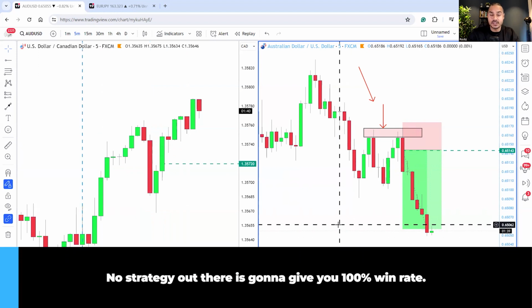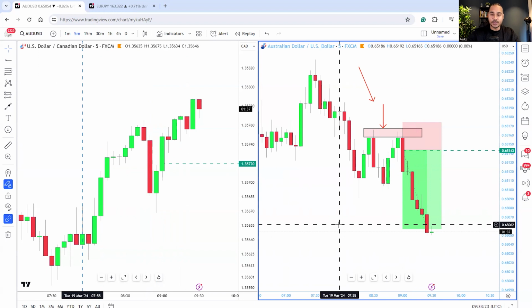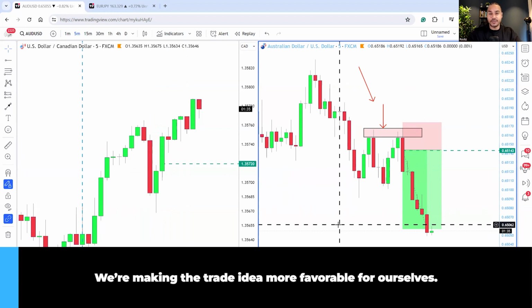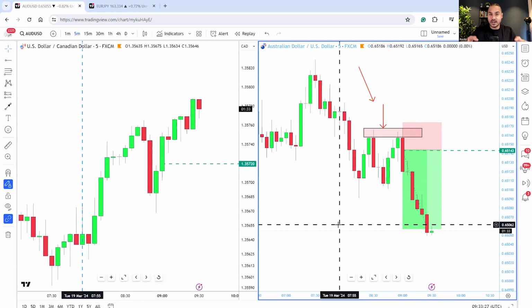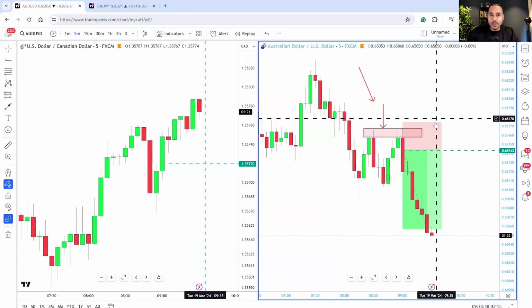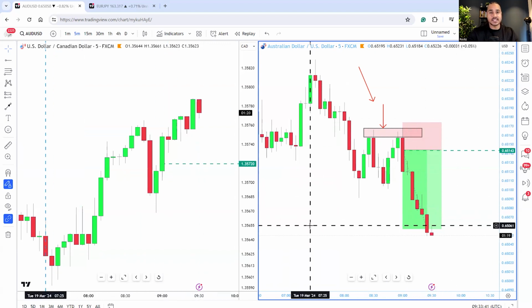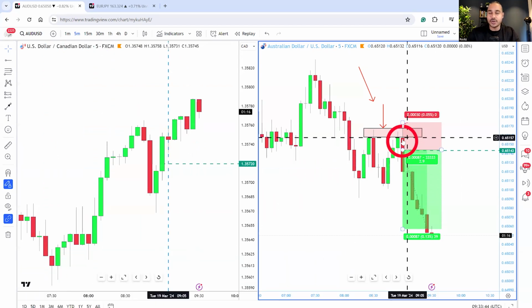No strategy out there is going to give you a 100% win rate. But what we're doing here is making the trade idea more favorable for ourselves, because we're identifying the behavior of the market and using that as a confluence, as well as using structure, whether it's break and retest, breakout, patterns, whatever it may be. When we add those confluences, all we're simply doing is adding confidence to the idea of the trade.